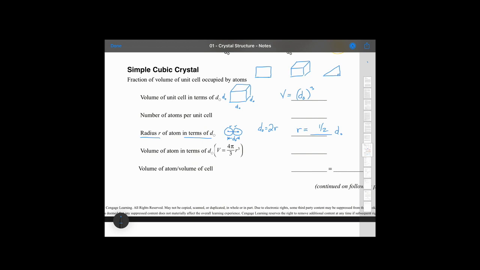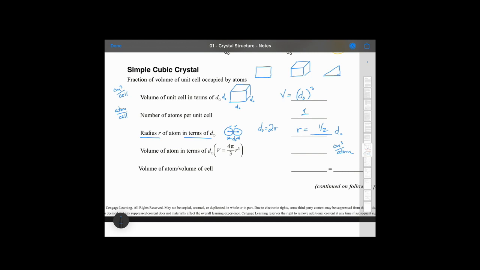Volume in terms of D0, volume of one atom in terms of D0. Now notice here, what we're trying to calculate is essentially cubic centimeters per atom, right? So the units that we want here are going to be some volume unit per atom. Well, how do we get that? Well, look, we know how many atoms per unit cell we have. We knew that from up above. For a simple cubic, that's 1. And we know the volume of the unit cell, so that would be cubic centimeters per unit cell. And so if we pay attention to our units, this is another opportunity where I get to say, let's pay attention to our units, right?